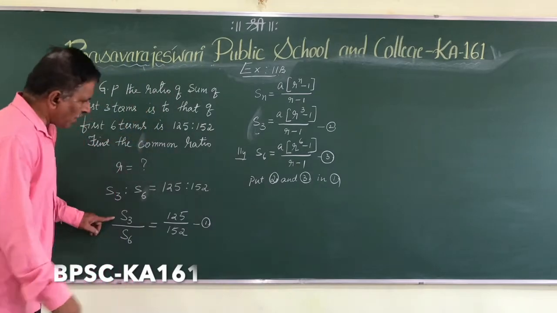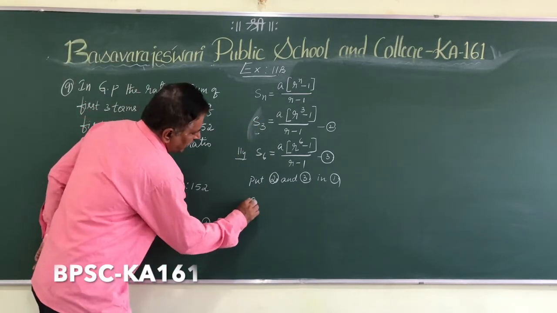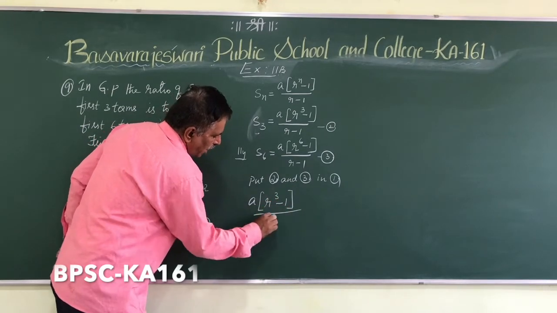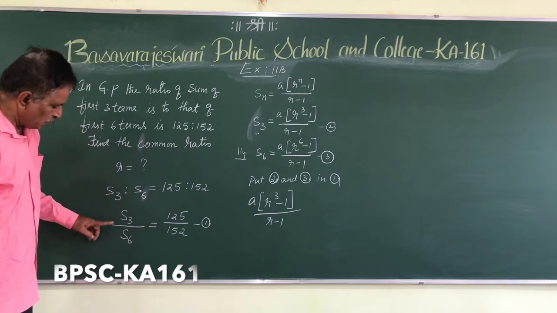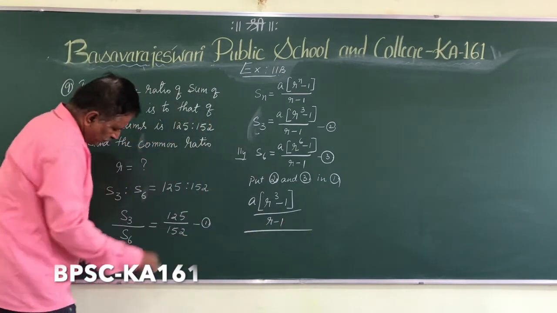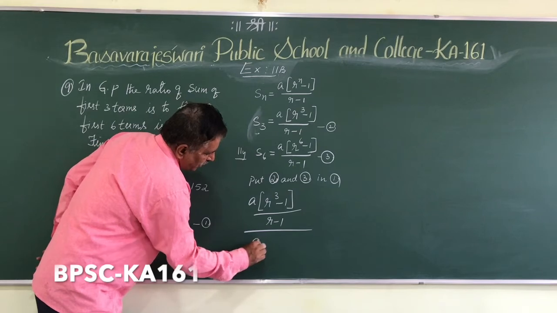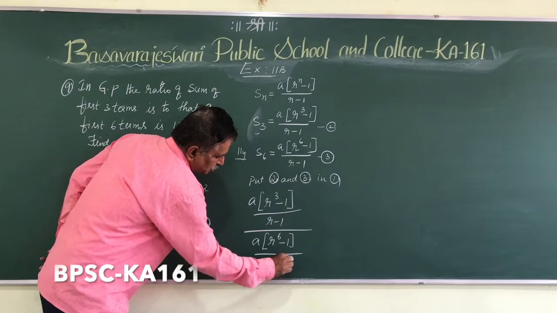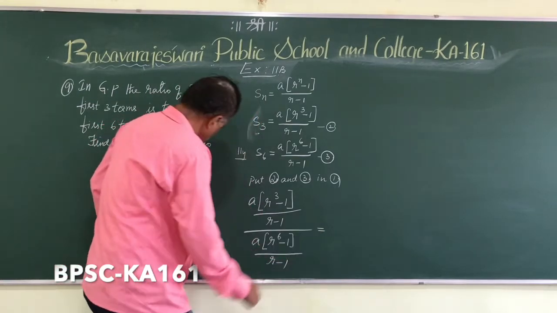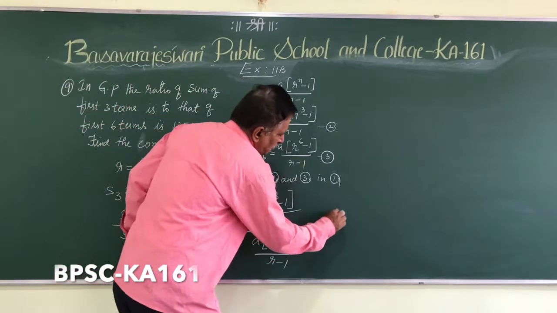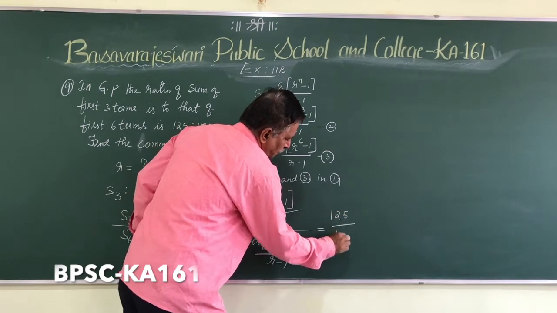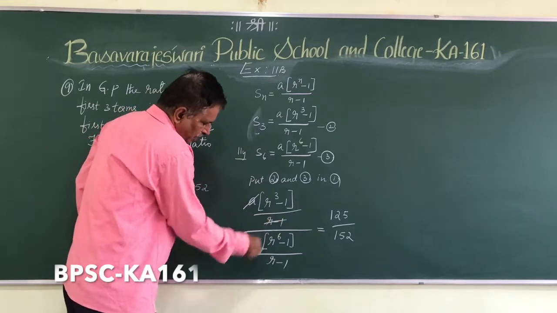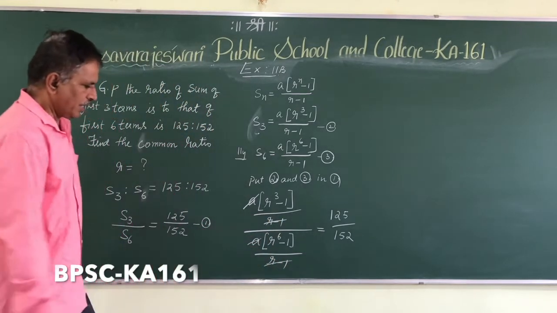So what is the S3 value? S3 value is A into R to the power of 3 minus 1 divided by R minus 1. That is the S3 value, whole divided by S6 value, which is A into R to the power of 6 minus 1 divided by R minus 1, equal to 125 divided by 152. So A and A will get cancelled, and R minus 1 also gets cancelled.